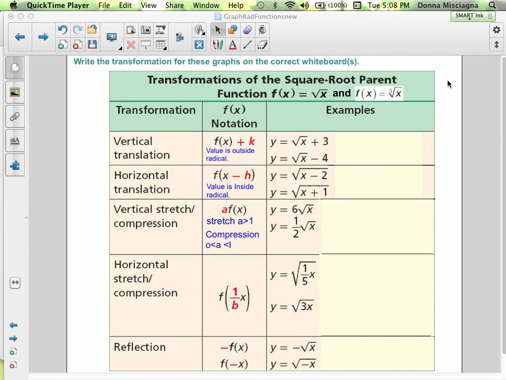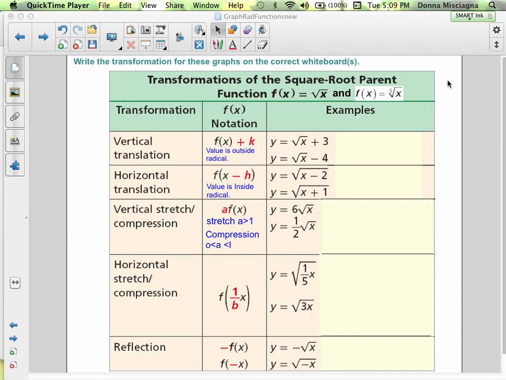All right, so we're going to take a look at these. You can ignore the top direction there about writing the transformation on the whiteboards, because we didn't get to do this in class, so we're going to go over it now. I gave you a little quiz on these to see if you understood the transformations based on the activity we did in class on Monday. So let's see if you got these transformations right.